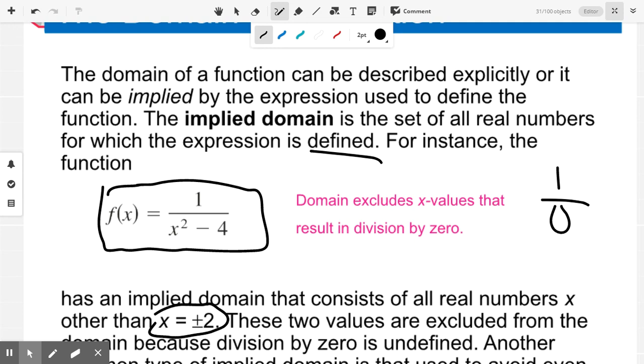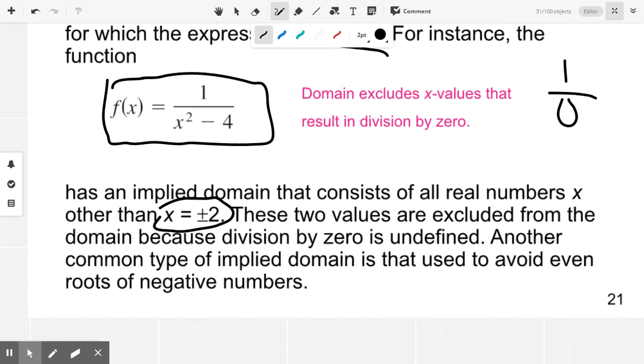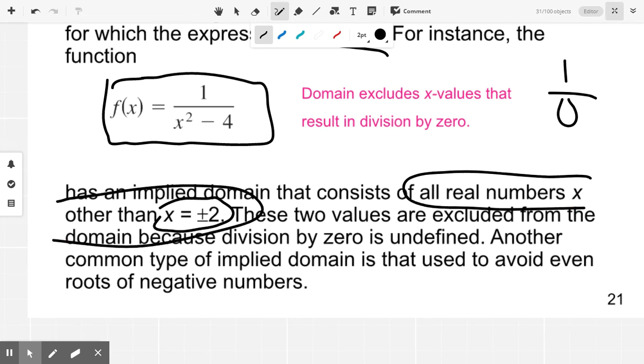So the domain, or all the values of x that can work here, are all real numbers other than 2 and negative 2. Because we cannot divide by 0. So that's the domain of this function. It would be all numbers except x equals plus or minus 2. So that's how we would write it. We're going to talk about interval notation here in just a minute.